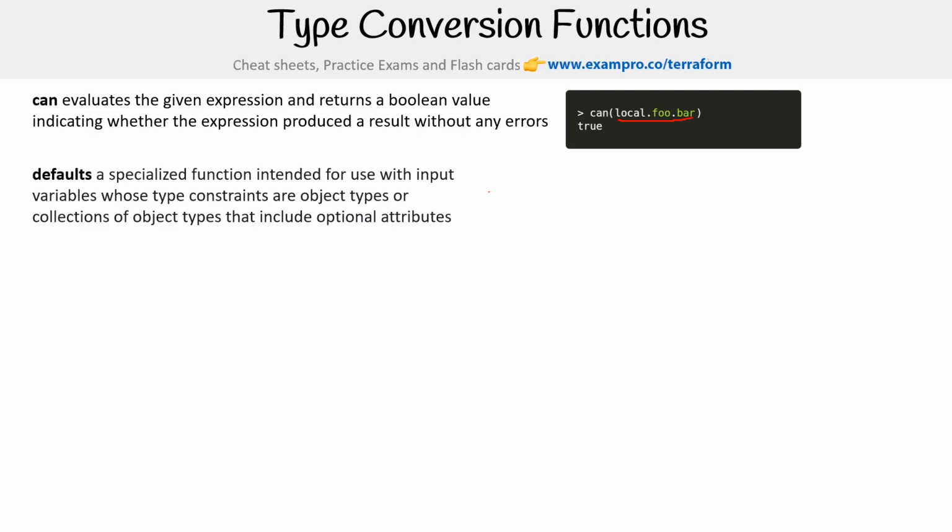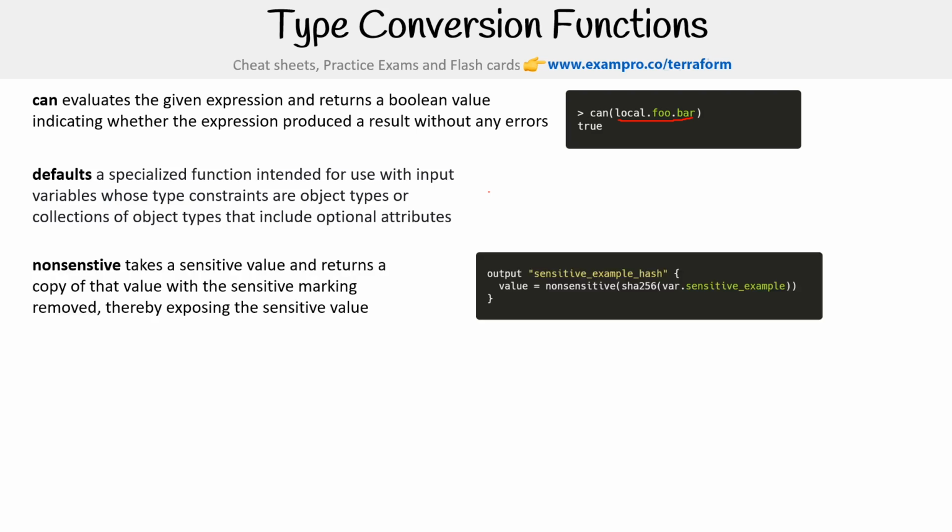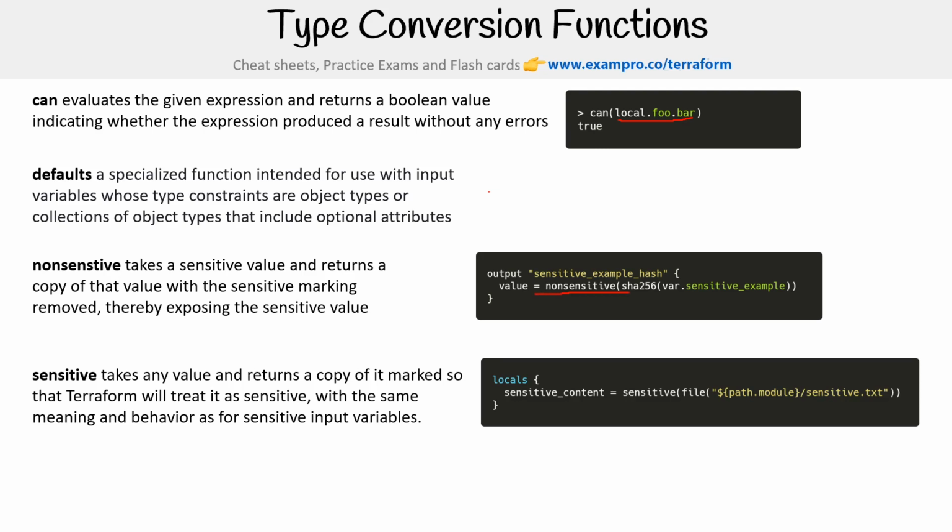We have defaults, a specialized function intended for use with input variables whose type constraints are object types or a collection of object types that include optional attributes. And I don't show that one here because it's not that exciting, but non-sensitive takes a sensitive value and returns a copy of that value with the sensitive markings removed, therefore exposing the sensitive value. So if we have an output here and we want to make it non-sensitive, that's what we could do. Then sensitive, as you imagine, is just the opposite, okay?